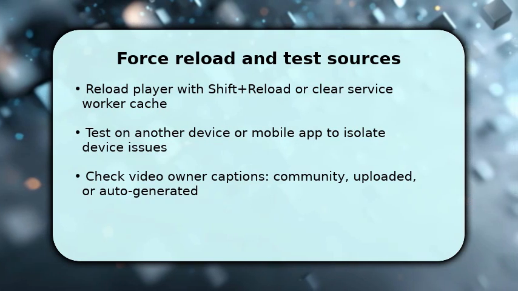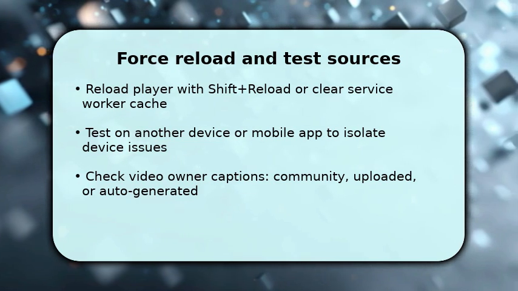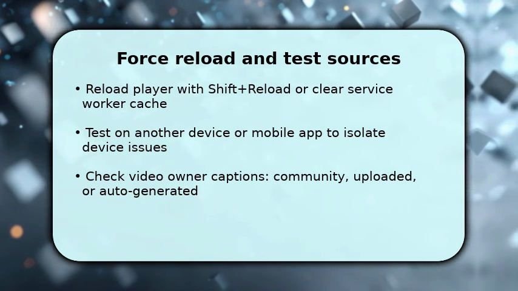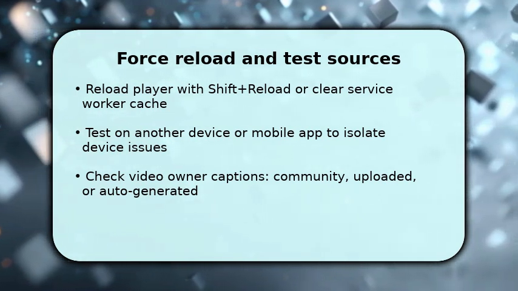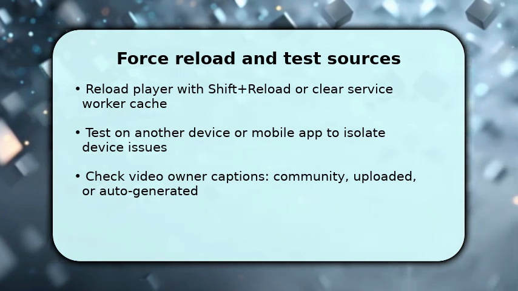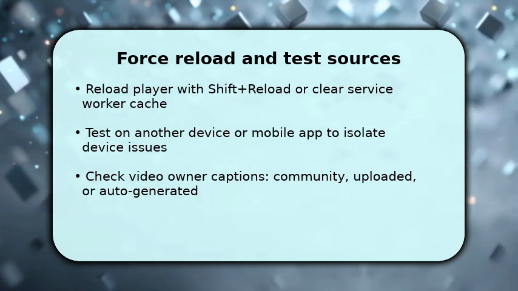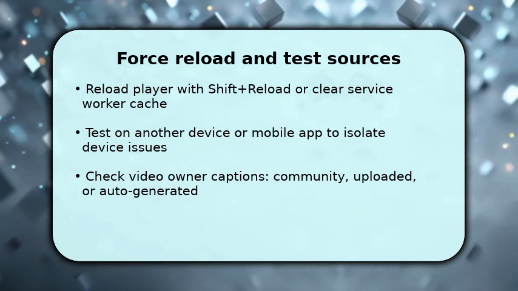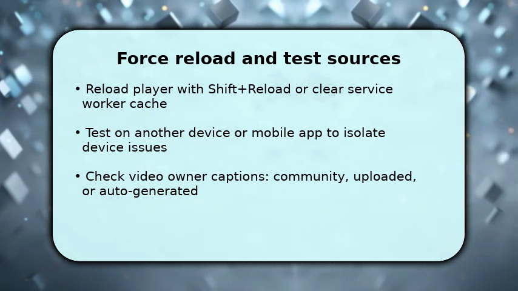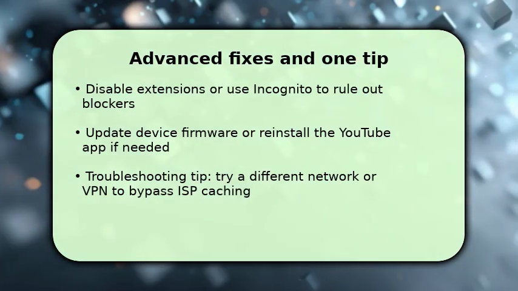Now force the player to fetch fresh subtitle files so you can diagnose missing tracks. Press Shift plus reload or clear the browser's service worker and site data to remove cached responses. This makes the player re-request caption manifests. Then test the same video on a different device or the YouTube mobile app. If captions appear there, the problem is local to one client. Also inspect the video's caption sources, community, uploaded SRT, or auto-generated, because some types may be disabled by the uploader or not yet processed.